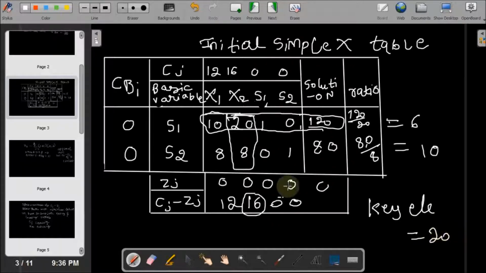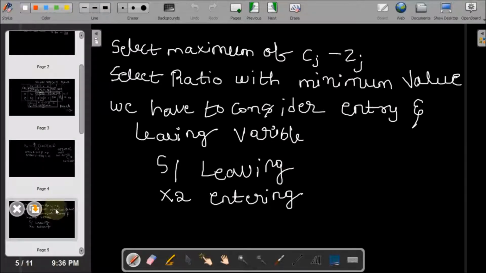Now I can proceed with the second iteration. Why do I have to proceed with the second iteration? I told you that for a maximization problem, all the values of Zj minus Cj should be less than or equal to 0. But here 12 and 16 are positive. That's why we will move on to the second iteration now.